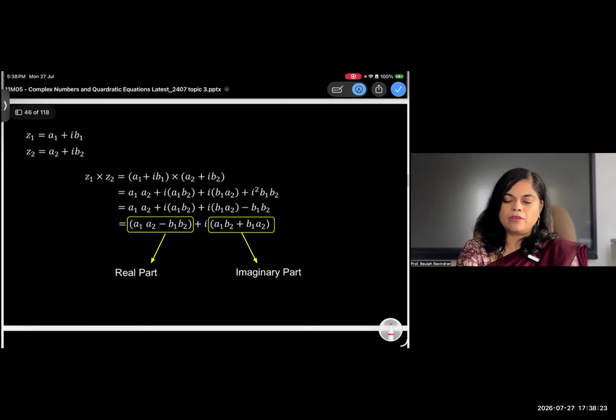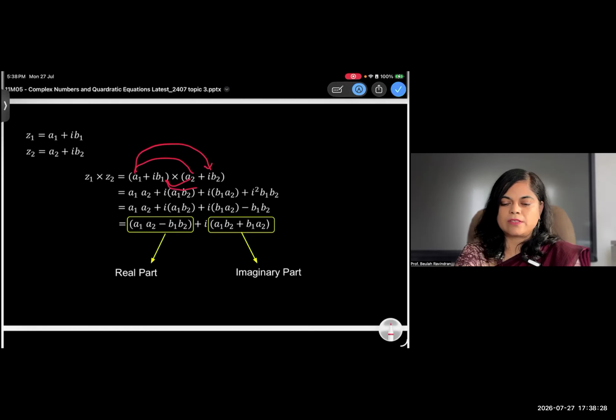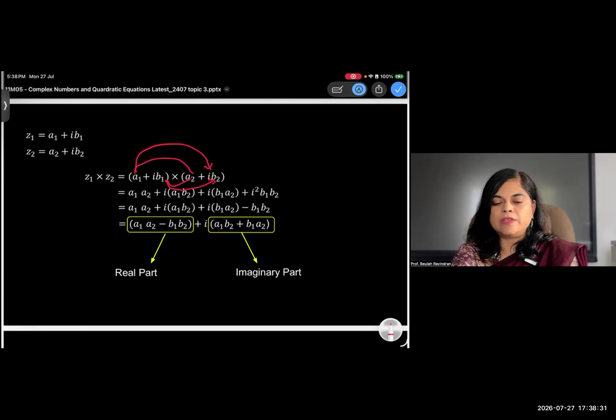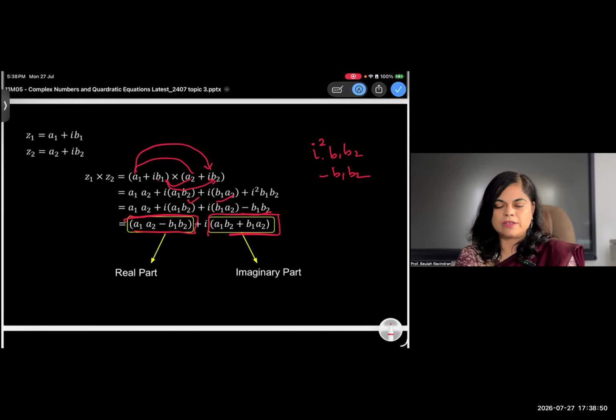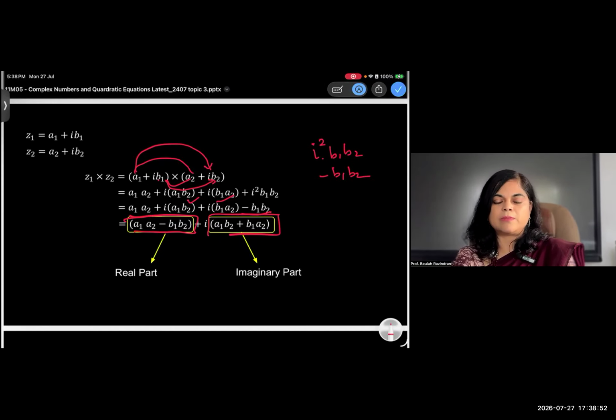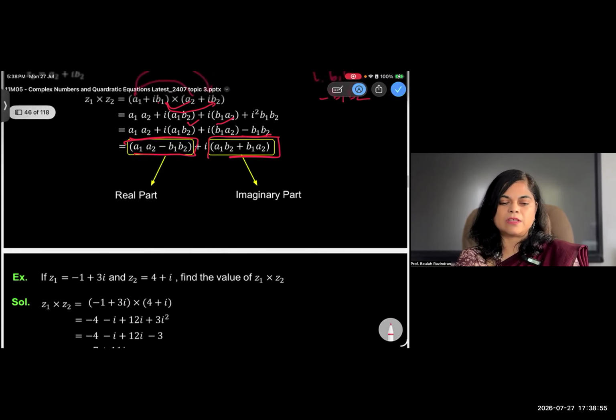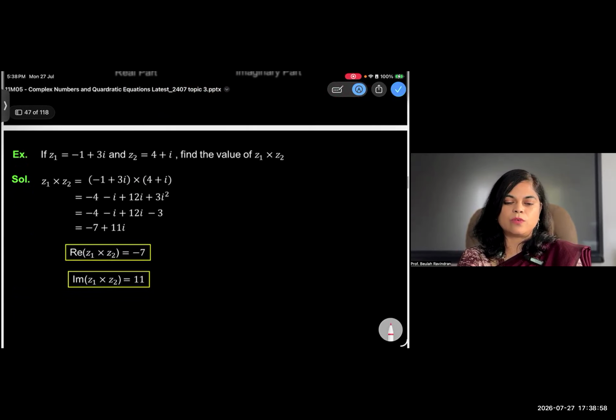Then multiplication. In this, you have to do all four products like this. In between, you'll have i b1 into i b2. That will become a real number, so negative b1 b2. These two are i's. So you have to separate the real part and the imaginary part. Normal addition only, you know that, right? So separate the real part and the imaginary part. It is the multiplication, right? So this is the way you have to multiply.